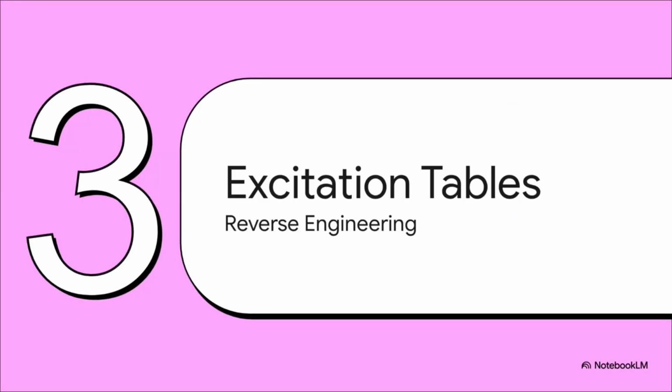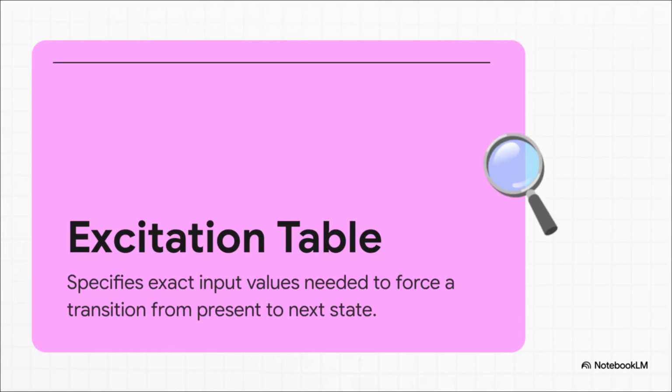Section 3. Excitation tables. Time for some reverse engineering. To actually design complex synchronous circuits, we rely heavily on excitation tables. We aren't just finding outputs from given inputs anymore. It's the exact opposite. We are working backward from a required state transition to figure out exactly what inputs we need to make that happen. It is the ultimate engineer's tool.